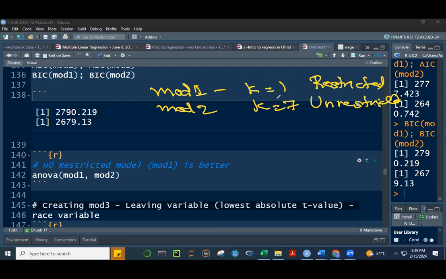The model that has more variables, that's education plus the rest. So this is your restricted versus unrestricted. The one with the fewer predictors is the restricted.